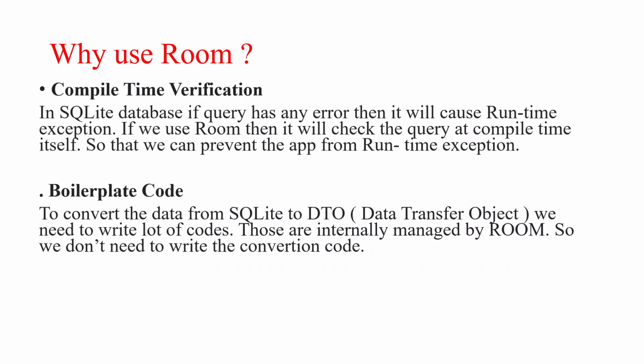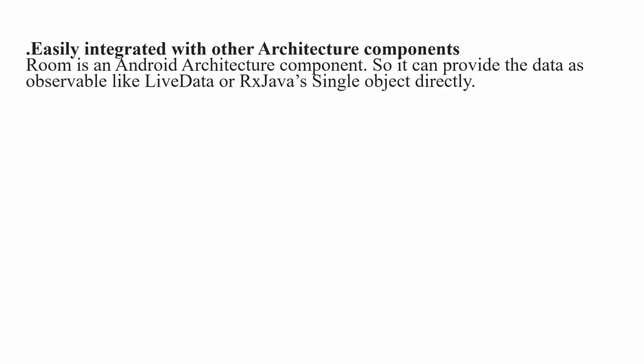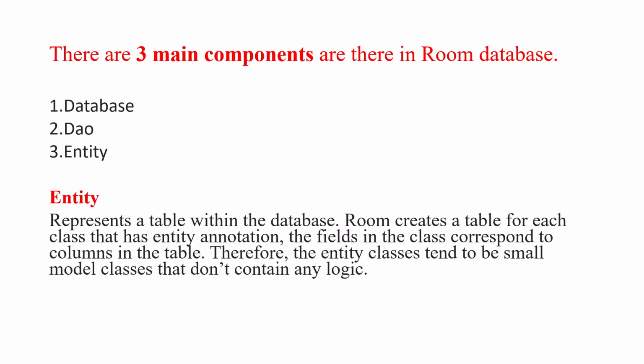Okay. So the next reason is boilerplate code. To convert the data from SQLite to DTO, data transfer object, we need to write a lot of code. Those are internally managed by Room, so we don't need to write the conversion code over here. Okay. So the next one is easy integration with other architecture components. Room is an Android architecture component, so it can provide the data as observable LiveData or RxJava Single object directly.